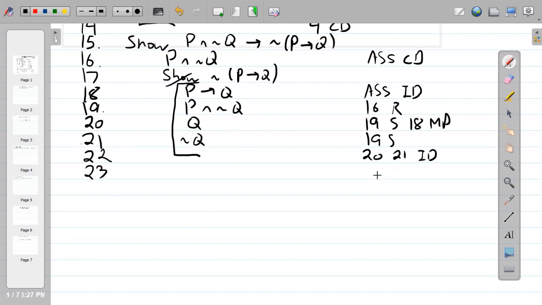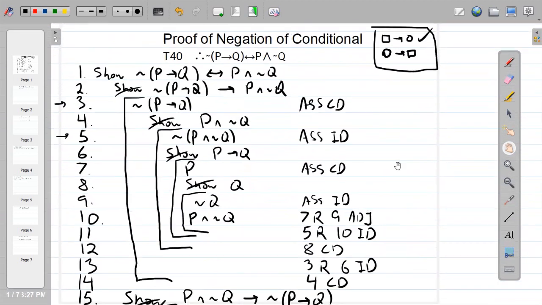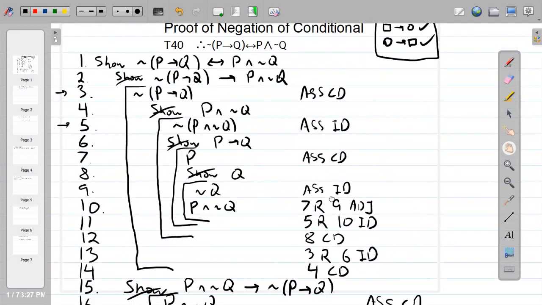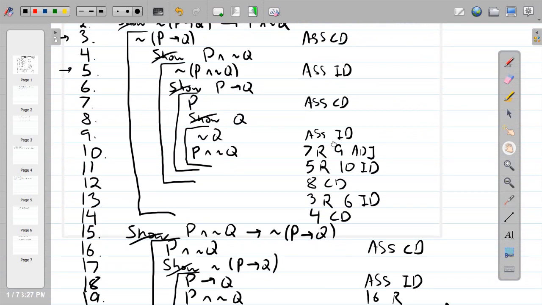Line 23. So on line 17, we did the conditional derivation, a bit faster that time. It didn't take as many lines. Box and cancel. Okay. So now, reviewing where we were, we did the other half. So we set out trying to show this biconditional, and we showed one half on line 2. We showed the other half on line 15.